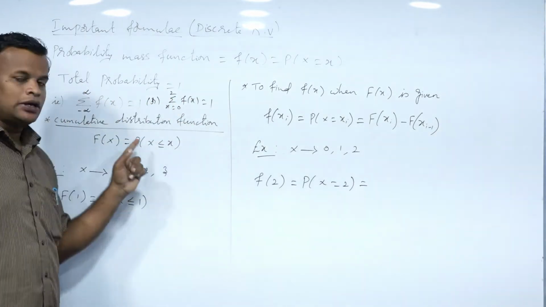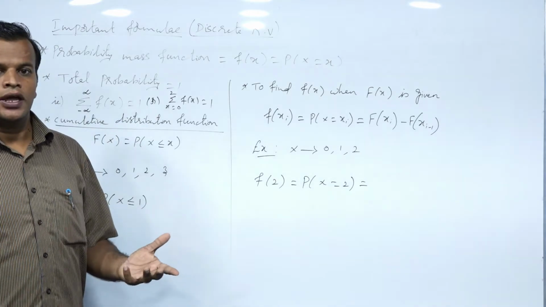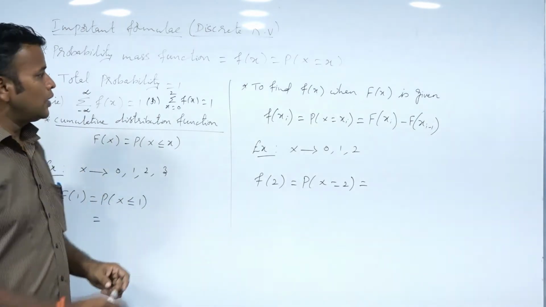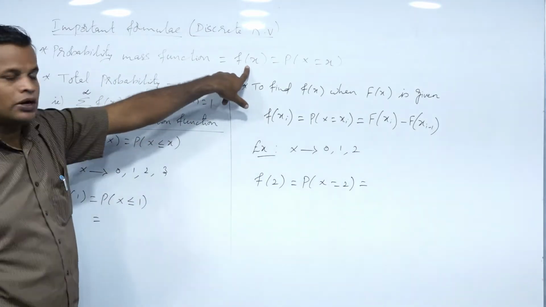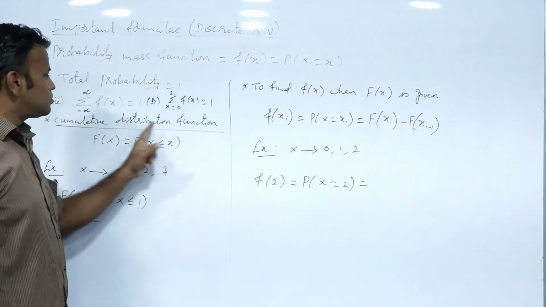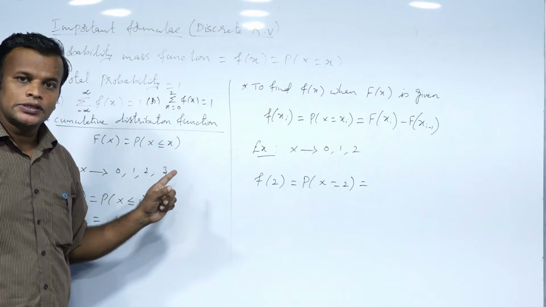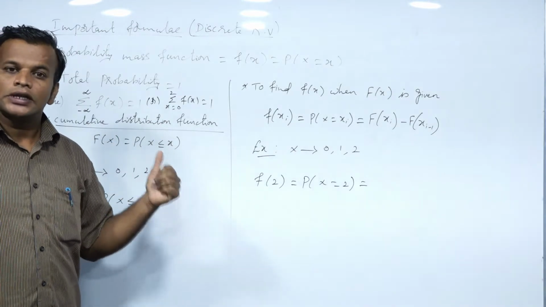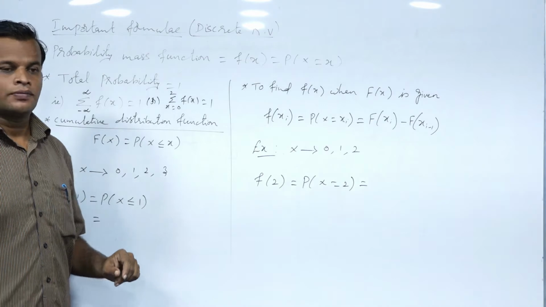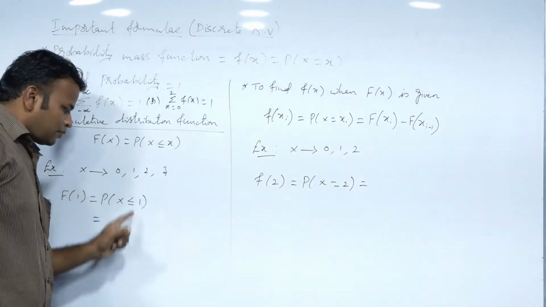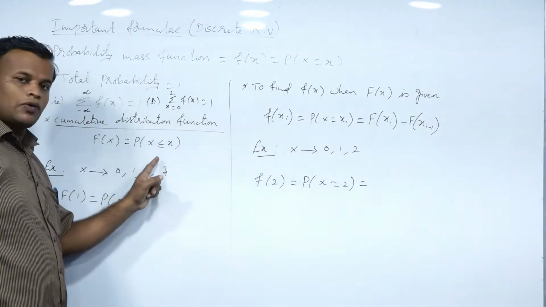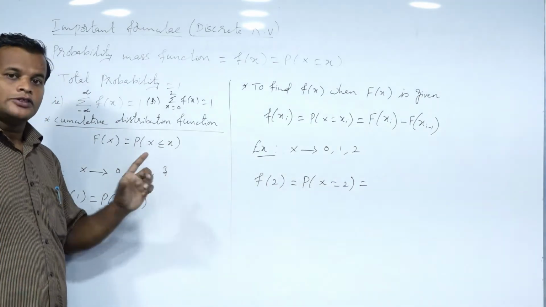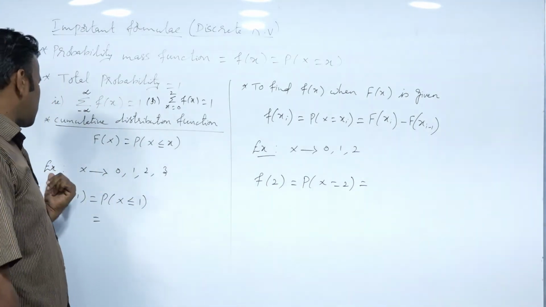Next, we move to the cumulative distribution function. The symbol of a cumulative distribution function is a capital F of x. This is important: the probability mass function is small f of x, and the cumulative distribution function symbol is capital F of x. And the formula of capital F of x is P of capital X less than or equal to small x. It is actually the general formula: capital F of x is P of X less than or equal to x. Suppose in a sum, we want to give one example.